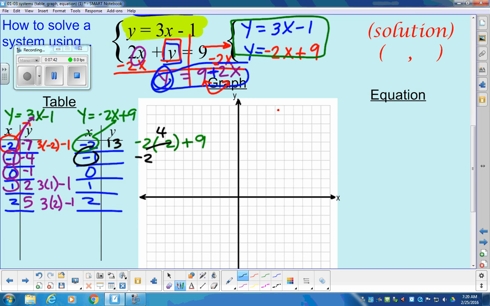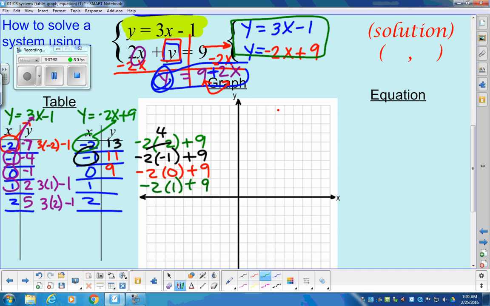We have negative 2 multiplied by negative 1 plus 9. Negative 2 multiplied by negative 1 is positive 2, plus 9 is 11. Plug in 0. Negative 2 times 0 plus 9. That's 0 plus 9, which is 9. Plug in 1. Negative 2 multiplied by 1 plus 9.